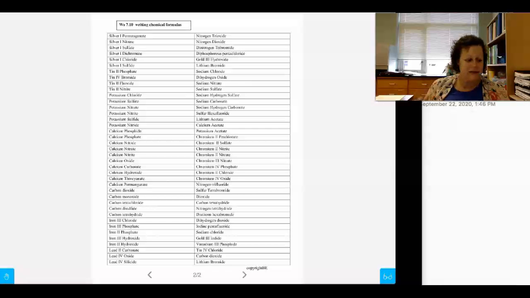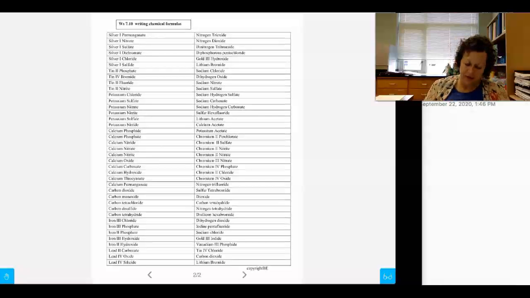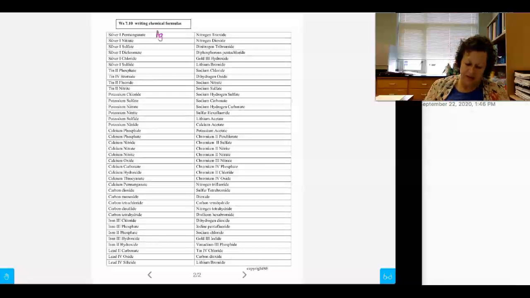Okay, so let's do a couple together. Silver 1 permanganate. Silver is a transition metal. 1 is your oxidation number. It's the Roman numeral. And permanganate is a polyatomic. You can get that from the chart. AgMnO4.